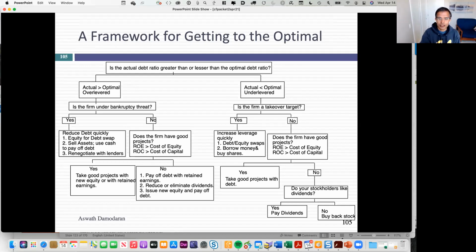So first, you're going to look at the size of your firm. If you're looking at a large company that's underlevered, there's really no urgency. An Apple, a Microsoft, a Facebook is not going to get targeted in a hostile acquisition.